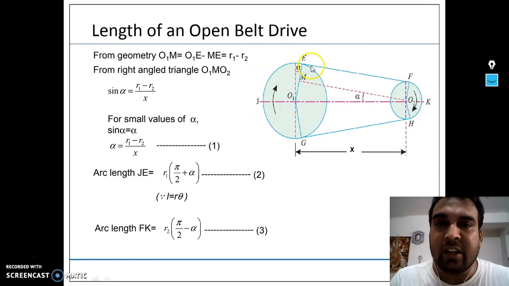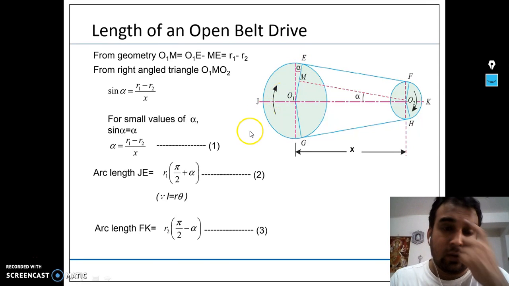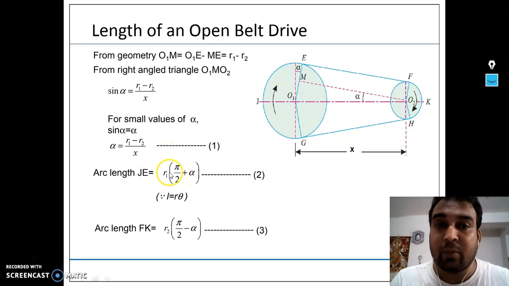So the arc length JE can be written as R1 times (pi by 2 plus alpha). That means this angle is pi by 2 and this one is alpha. So the angle subtended by arc JE is pi by 2 plus alpha. Similarly, arc length FK is written as R2, the radius of this pulley, times the angle subtended, that means (pi by 2 minus alpha). This angle is also alpha.